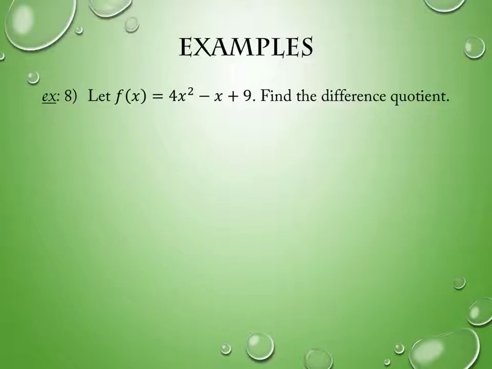Okay, here's our function. F of x equals 4x squared minus x plus 9. And we're asked to find the difference quotient.